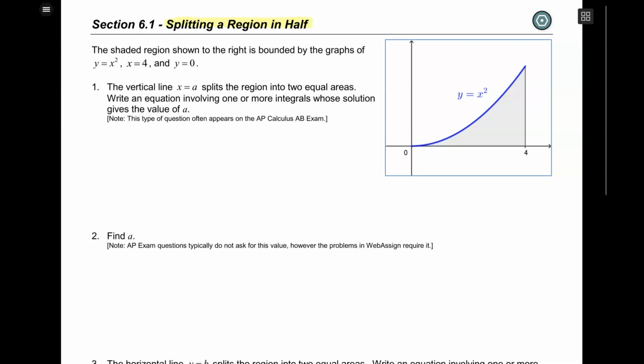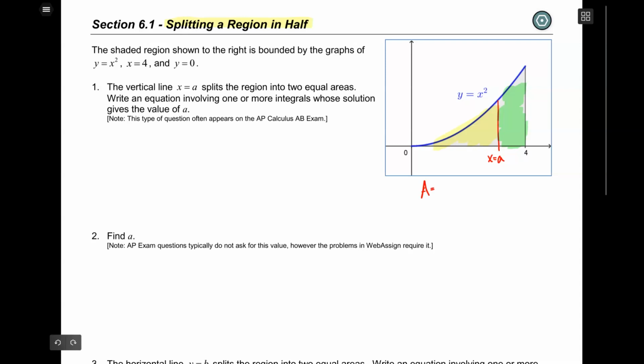By the way, this type of question often appears on the AP exam, slightly different than what we're going to see in part 2, but let's talk about it. So we've got a vertical line. I'm just going to sketch one in here, and that's going to happen at x equals a, and that's splitting this region into two equal pieces. So that means this yellow highlighted portion has to be equal to the green highlighted portion. Before we get too far into this, let's go ahead and find out what that total area is.